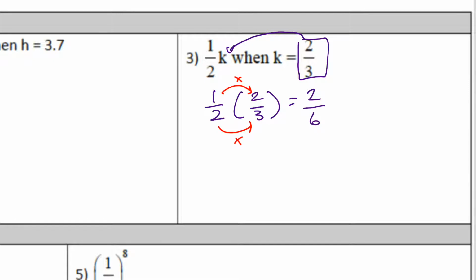If you remember about reducing down, we want to find a number that goes in both 2 and 6 evenly. So if we look at it carefully, 2 can go in both of them. So I'm going to divide both top and bottom by 2, because that number can go in both of them. And if we do that, 2 divided by 2 is 1. 6 divided by 2 is 3. So our answer is 1/3. All right.